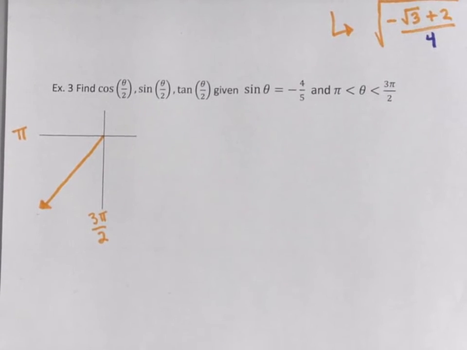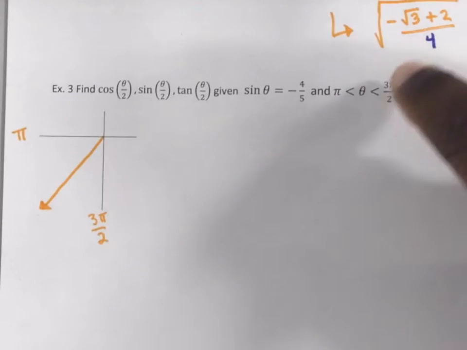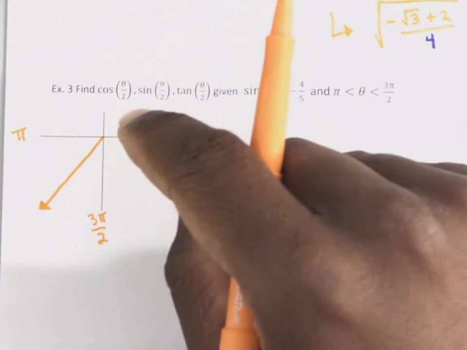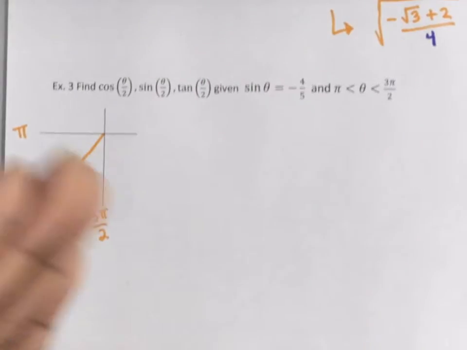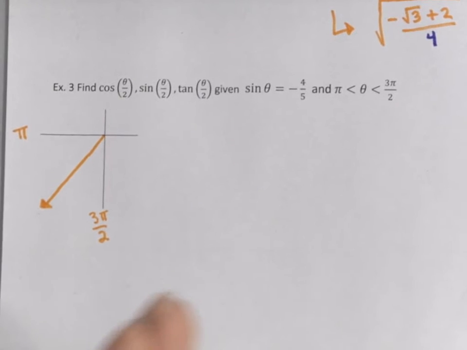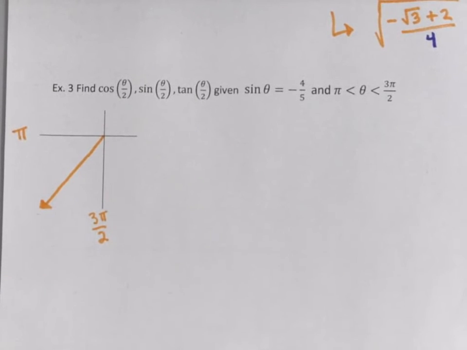All right, so let's see where we should go. Let's figure out where the half angle is. So this is just theta. We want half of this angle. If I knew this number, I would just divide it by 2. I don't know this number, so I can't. There's no angle to divide by 2.